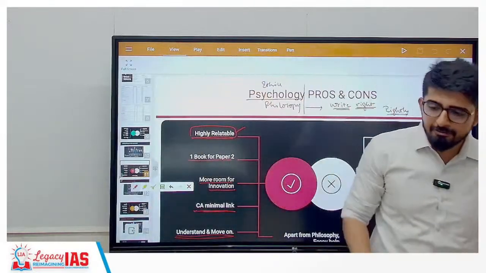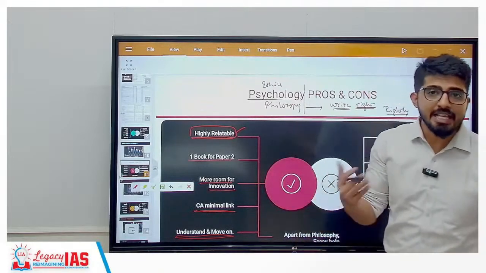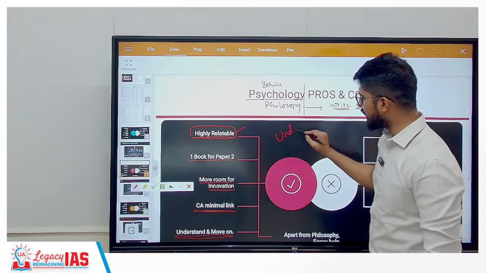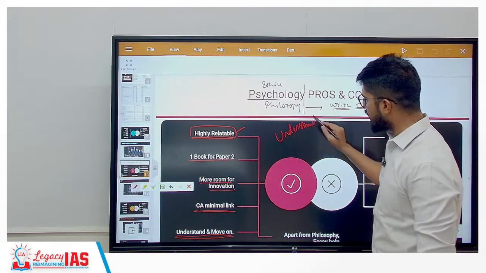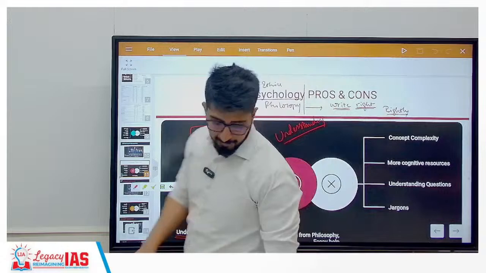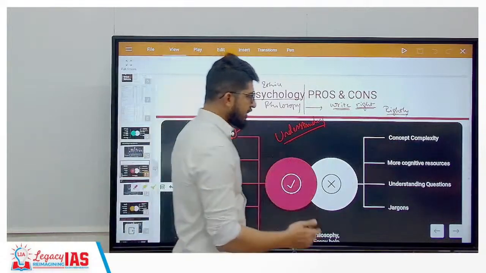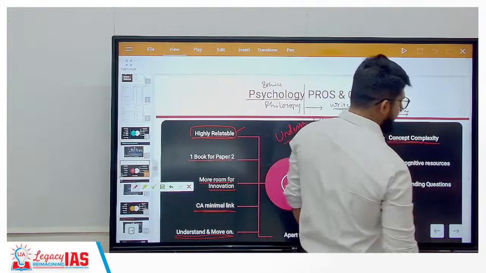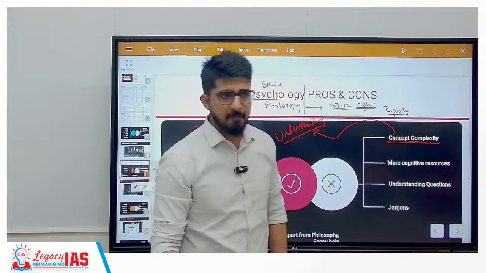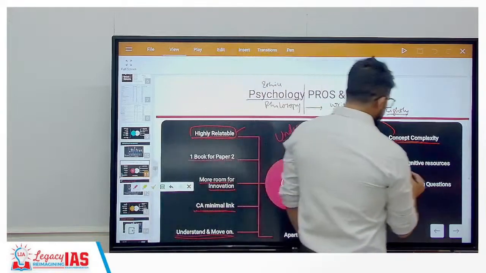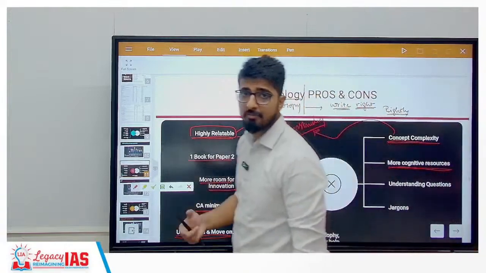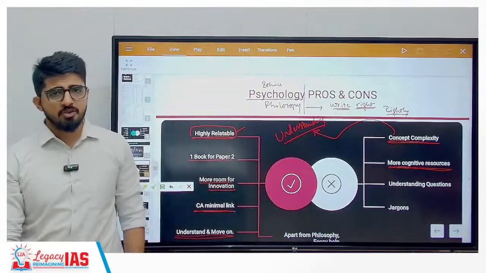So do not confuse understanding with easier. The subject is very, very easy. No, the subject is difficult because of the understanding part. Understanding the concepts is a bit more complex here. Okay. And next, the concept complexity. As I told you, because the concepts are complex, understanding becomes difficult. More cognitive resources are required. Cognitive resources in the sense, you have to apply your mind quite a lot, energy consuming.